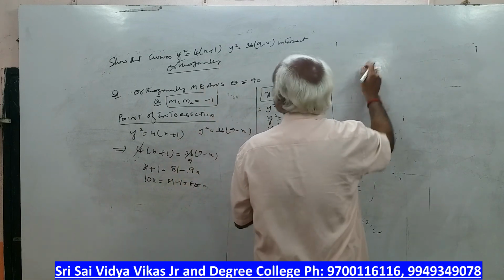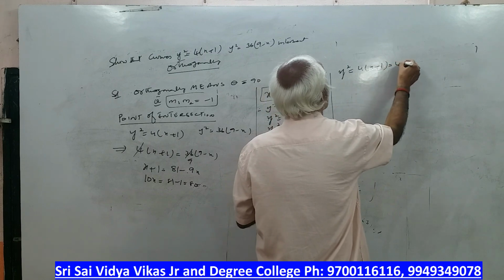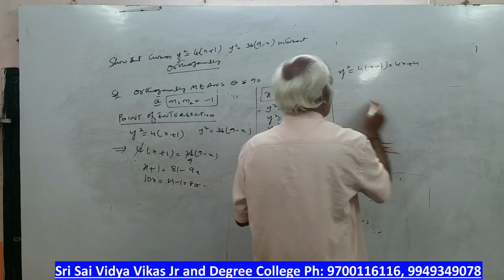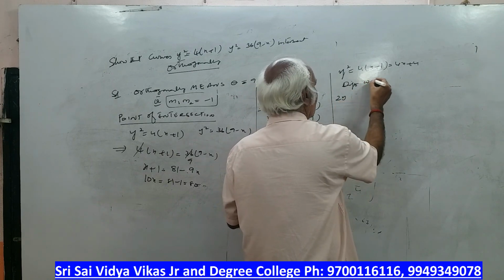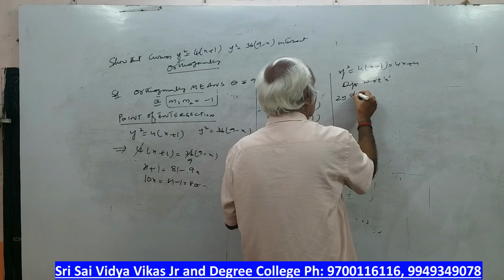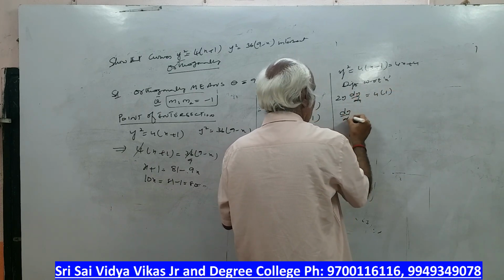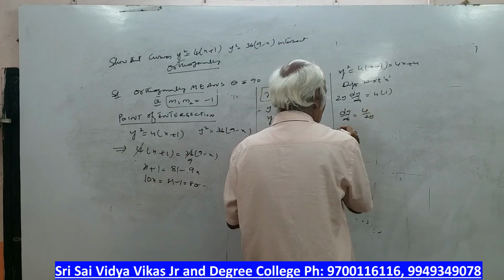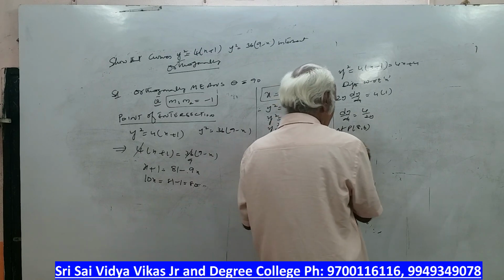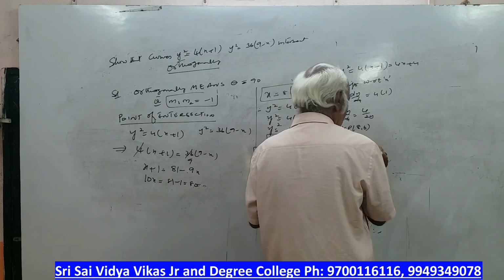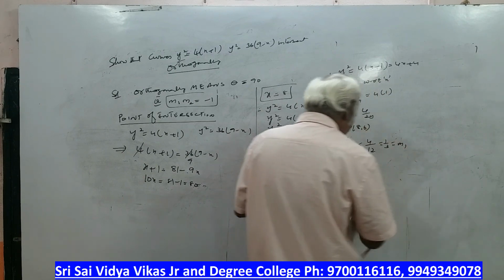Now y square is equal to 4 into x plus 1, that is 4x plus 4. Here we have to take the derivative, since the point of intersection is over. So differentiate with respect to x. 2y into dy by dx is equal to 4 into 1. So dy by dx is equal to 4 by 2y. At P point, what is the P point? 8 comma 6. So dy by dx is 4 by 12, which is 1 by 3. This is m1.